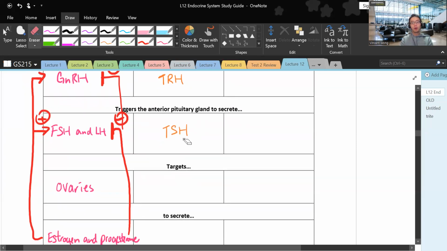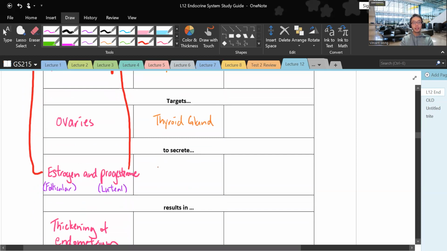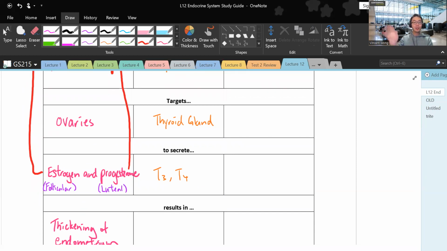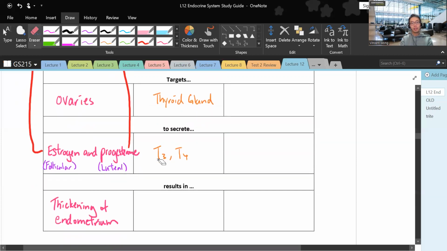The thyroid stimulating hormone, as the name implies, will go target the thyroid gland, causing it to secrete T3 and T4. Now, calcitonin has nothing to do with this, okay? Calcitonin is just another thing for calcium balance. This is talking about metabolism alone. So the TSH will have no effect on calcitonin level. It's just going to target T3 and T4. And the result is that T3 and T4 increase metabolism.